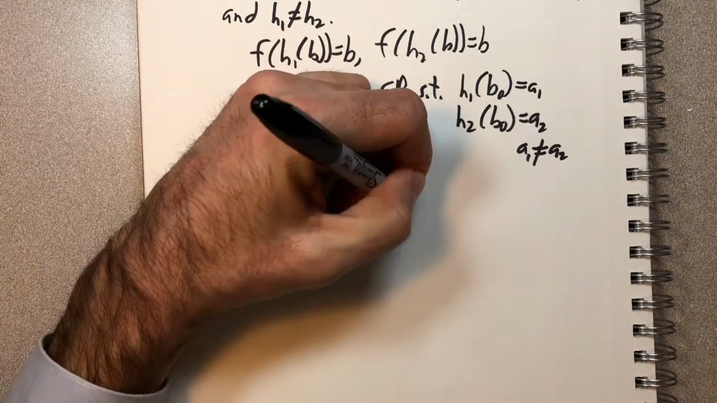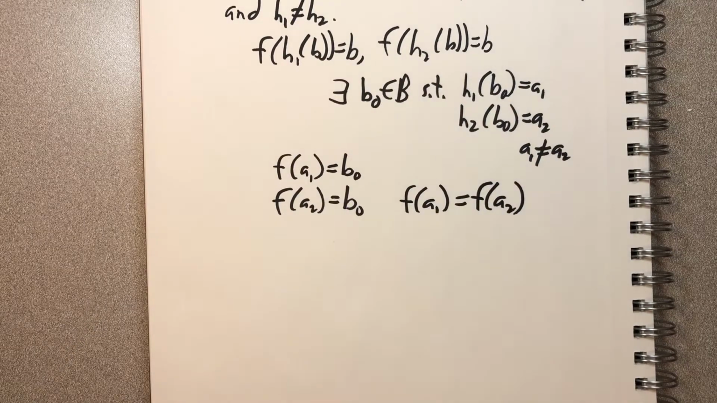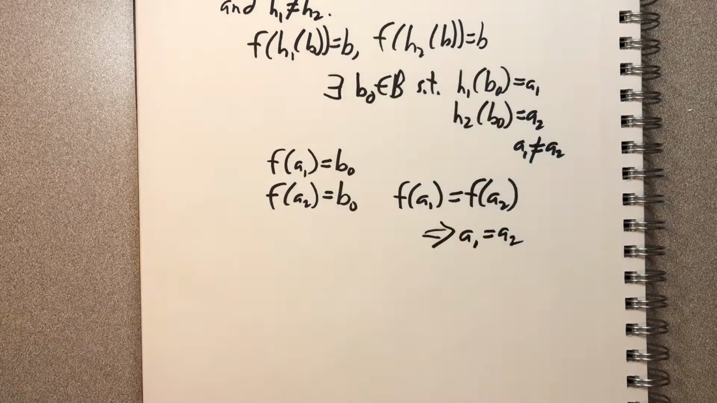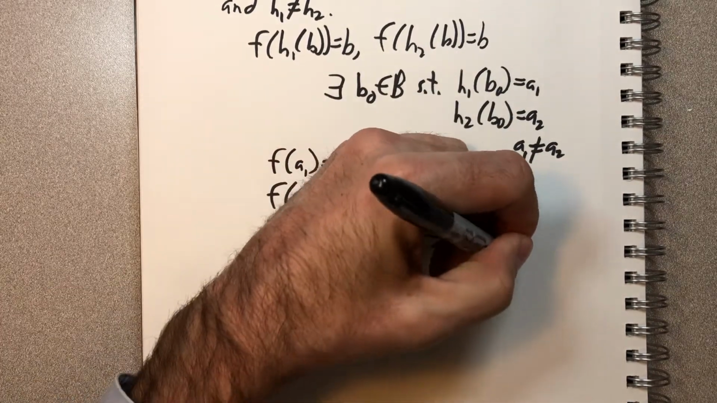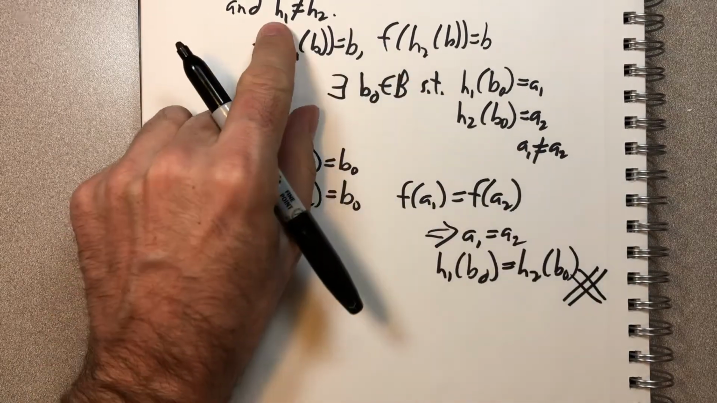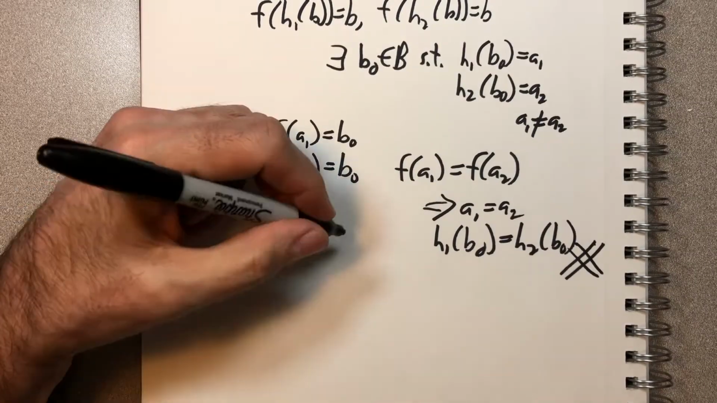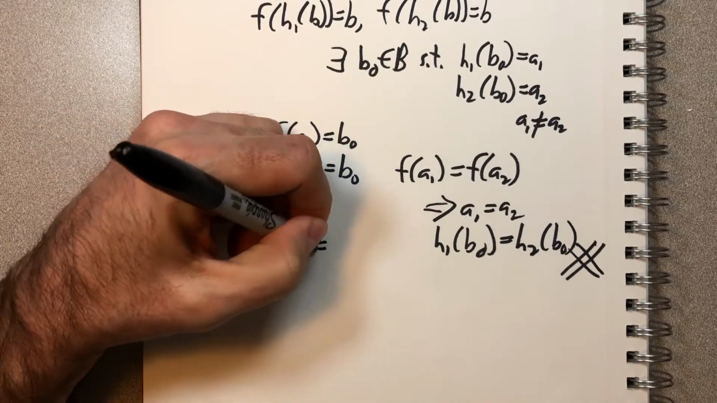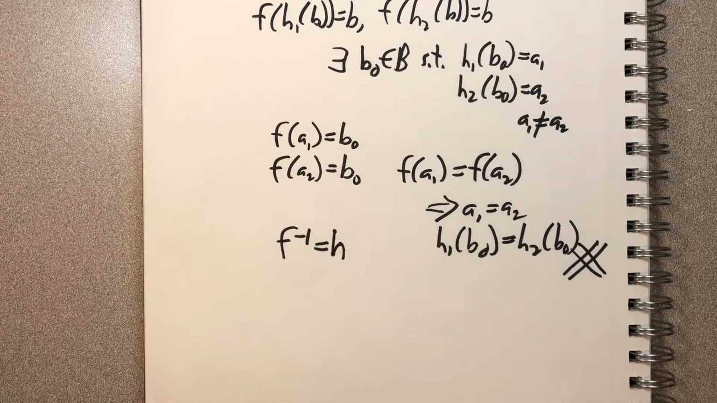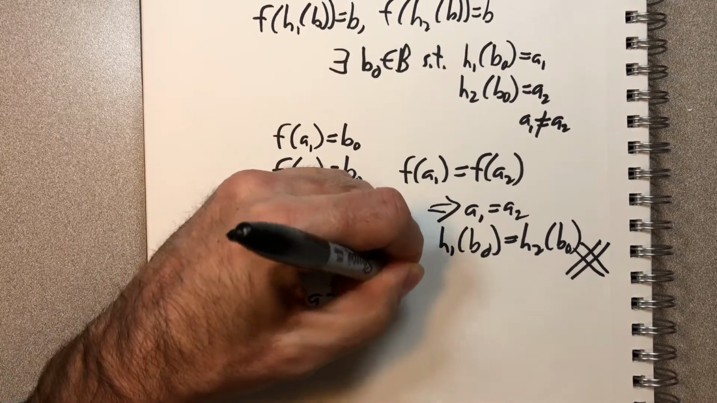So both of these have to equal b0. And that means, of course, that f of a1 equals f of a2, and we have that f is injective, therefore a1 equals a2. But that means that h1 of b0 equals h2 of b0, which contradicts the assumption that h1 does not equal h2. Therefore, again, if f is bijective, there can be only one right inverse. We already showed that there is one. It's f minus 1. So h has to be f minus 1. So we've shown then that g equals h equals f minus 1.